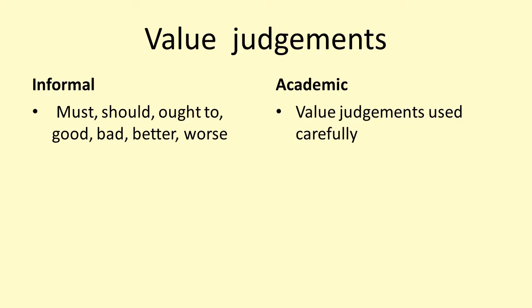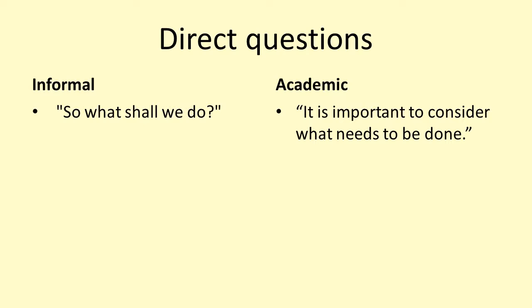In informal writing, direct questions are sometimes written, such as, "So what shall we do?" In formal academic writing, such direct questions are avoided. One would instead write, "It is important to consider what needs to be done."